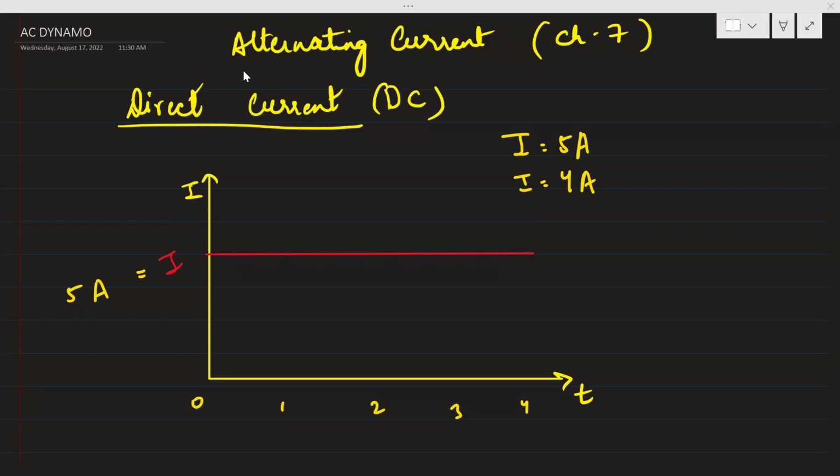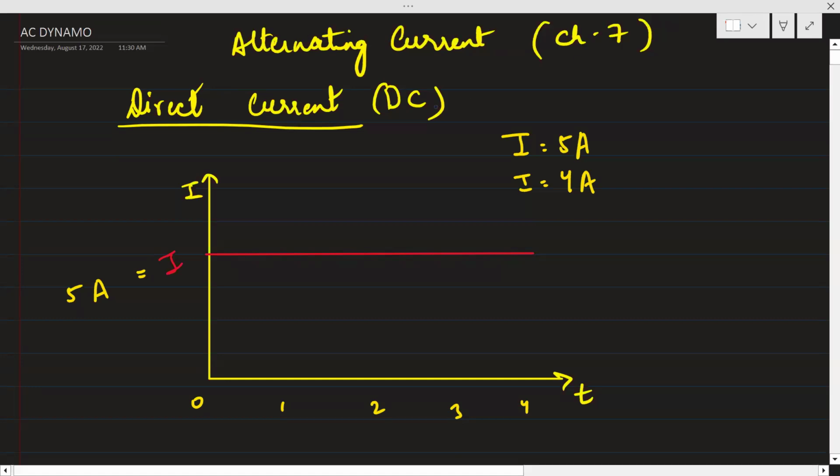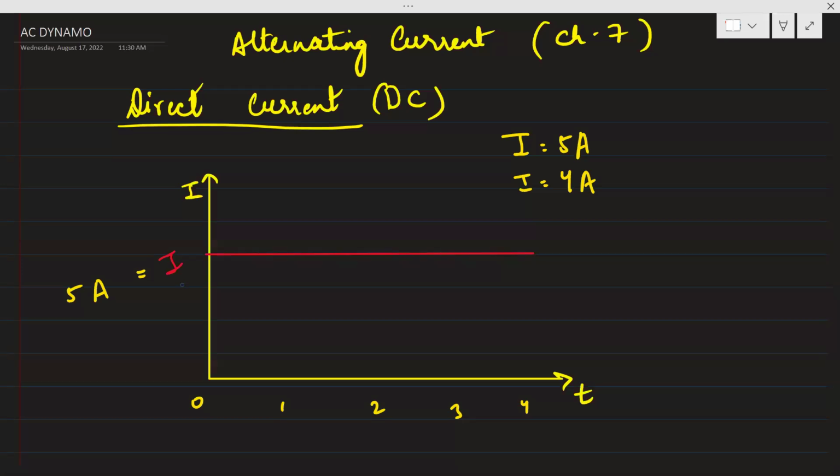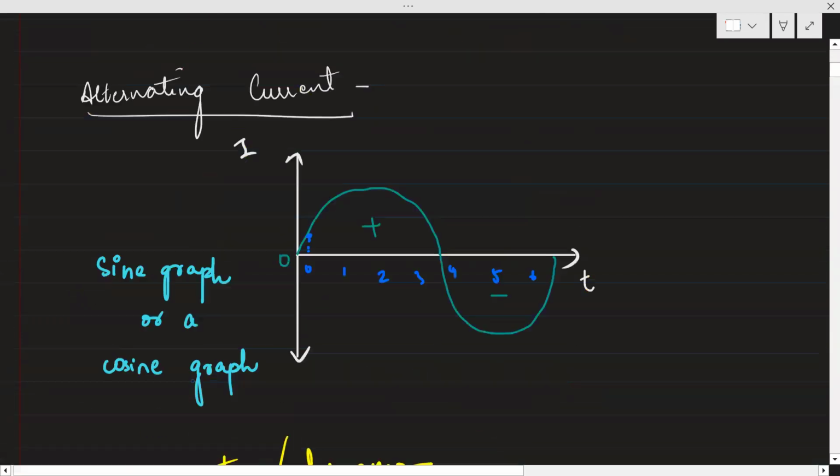Okay, see. Now, coming to this chapter, alternating current. So we have first the basics of it. What's the difference between alternating current and direct current? The direct current means the current is not changing with respect to time, like I is equal to 5 ampere or I is equal to 4 ampere. So this value is constantly fixed. For all values of the time, we will get the same amount of current. Okay, so the same value of current is fixed.